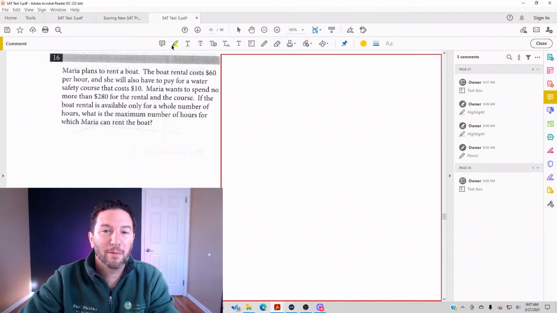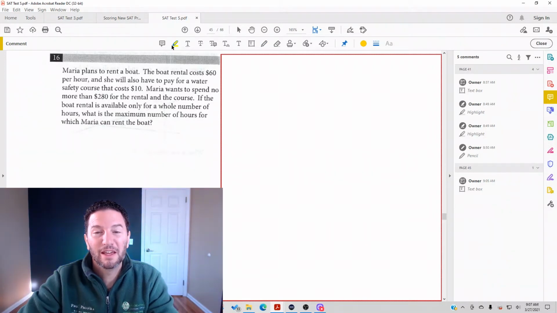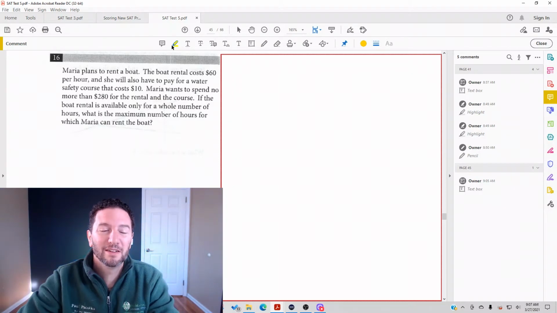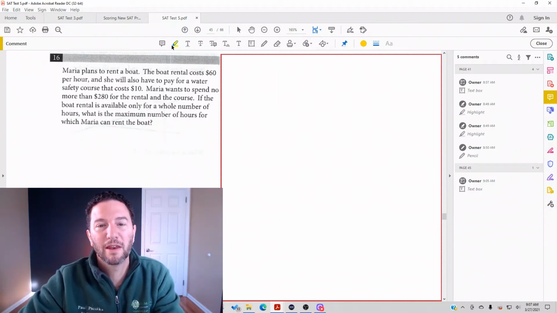In today's world of capitalism, you got to read the fine print. In advertising, you'll see something like, hey, it's $60 to rent a boat. So you got $60 in your pocket, you're feeling good, you're going to go rent the boat, but it's $10 for the safety course that is mandatory before you rent the boat. So what do you do? You don't rent the boat, or you go home and you ask mom and dad for $10.